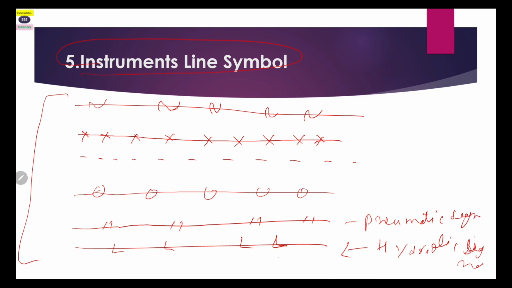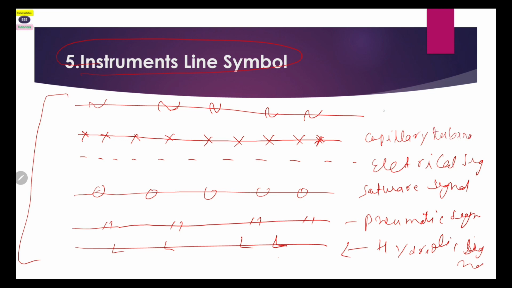And when this type of symbol is used, then it is software signal, okay. And this is electrical signal. And the meaning of this symbol is capillary tubing. And what is the meaning of this symbol? Electromagnetic signal. So this is the simple meaning of the line.